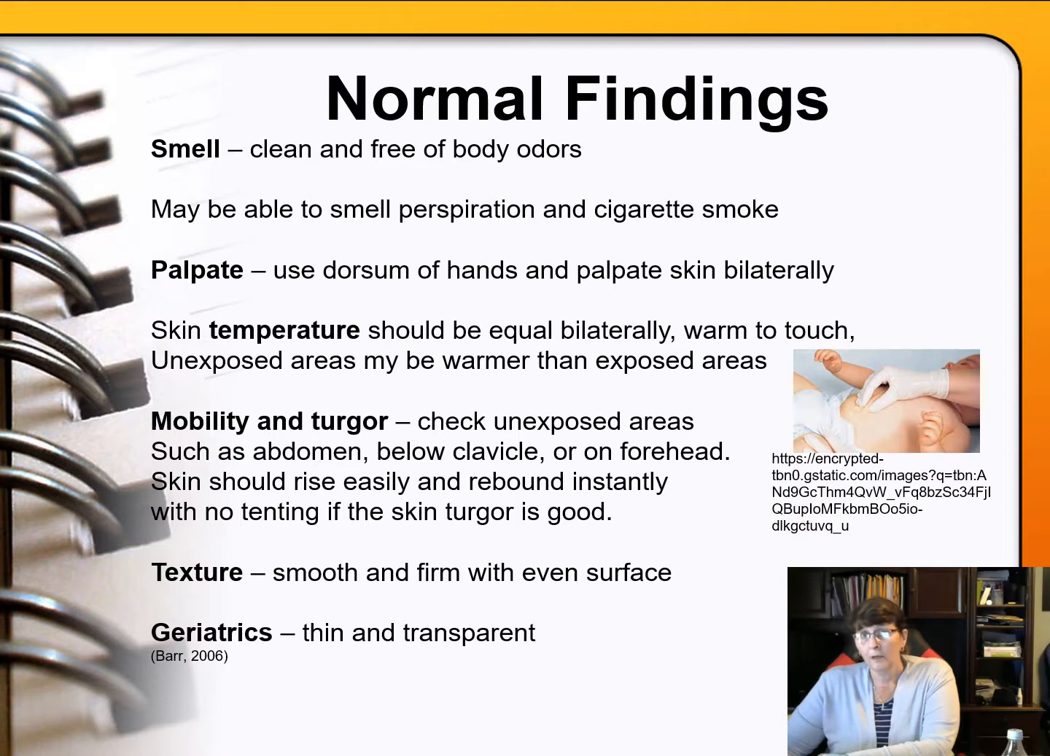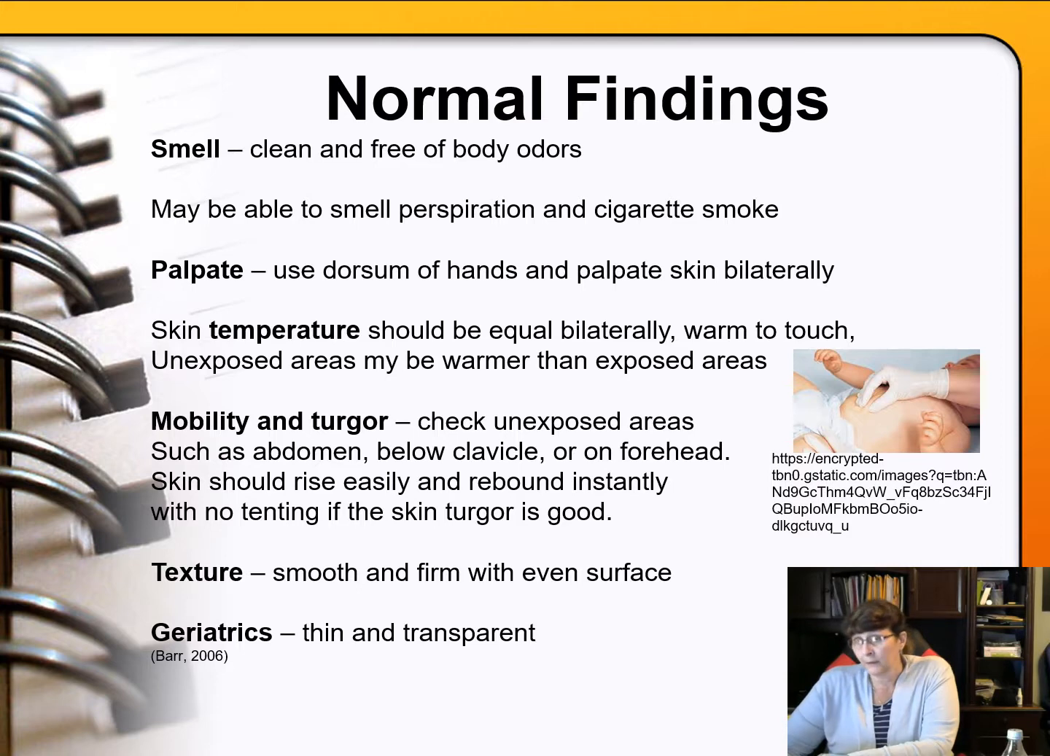When you palpate, you want to use the dorsum of your hand, which is the top or the back of your hand. That's the mother's touch is what I call it. It's where you go like this. And mine is usually pretty close, within just a few tenths of a degree. And you want to palpate the skin bilaterally. You're looking for abnormal distributions of heat or coolness.